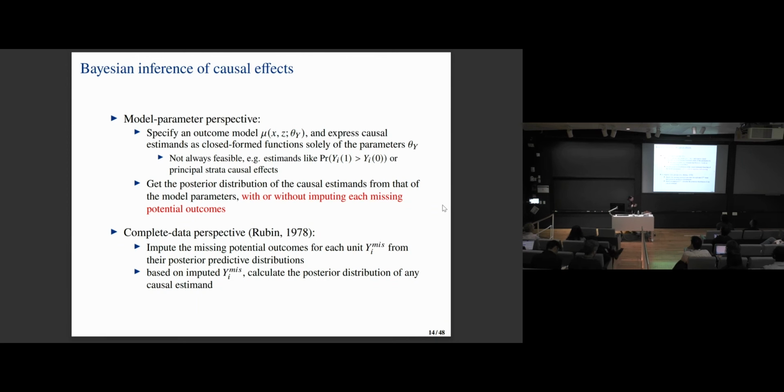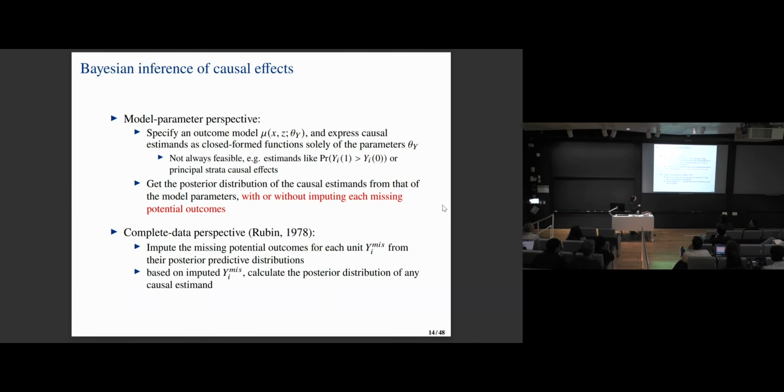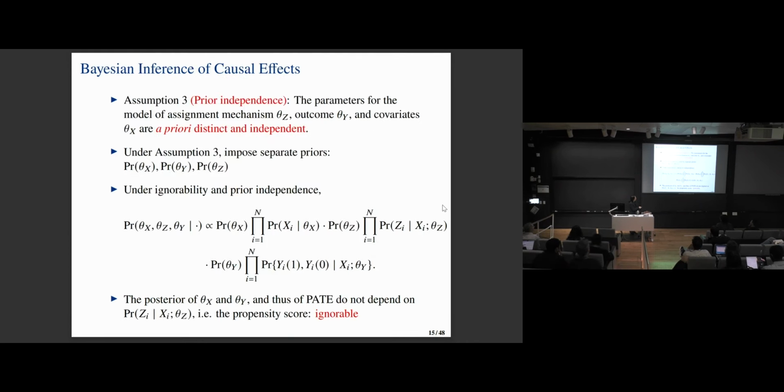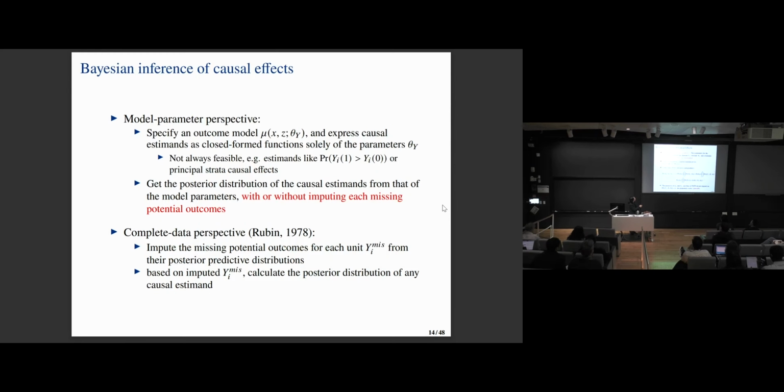But philosophically or conceptually, there are at least these two different types of approach. In practice, we probably need to use both. But the idea is that in this approach, you need to get the posterior distribution of the causal estimand from that of the model parameters, with or without imputing each missing potential outcome. This all sounds pretty high level, so I will give an example pretty quickly. Before that, this is still about the model-based approach. I'm still talking about the estimand. I still haven't even introduced the prior.